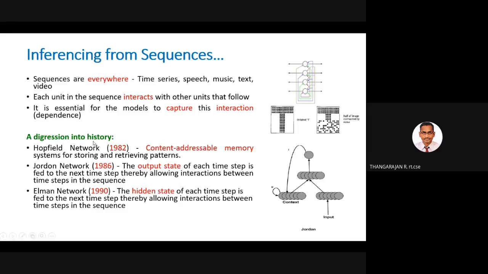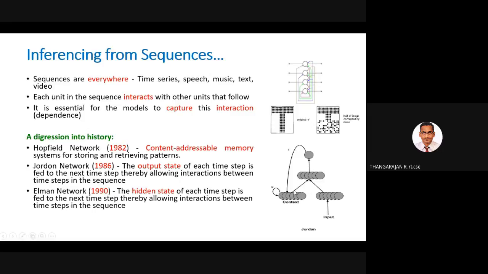And again, a digression into history: the RNNs are not new. They have been there since 1982, when the earlier RNNs were called Hopfield networks. It was a content addressable memory system for storing and retrieving patterns. And the Jordan network in 1986: this is input, this is hidden, this is output. The output is again fed back to the hidden, and this recurrent state is called the context.